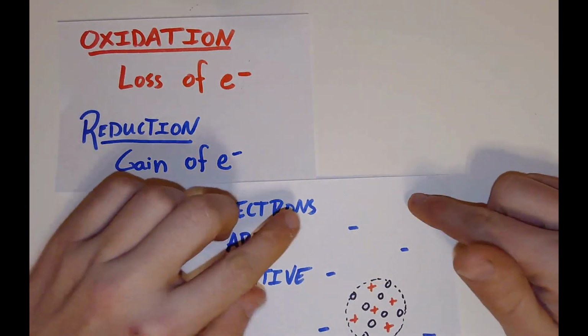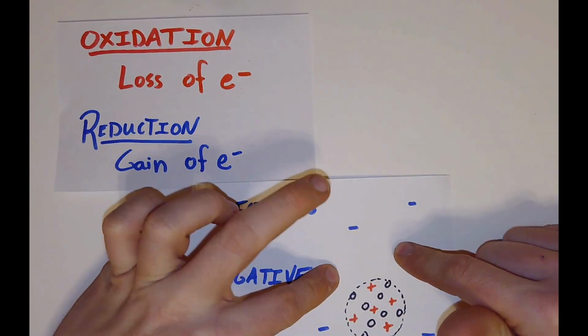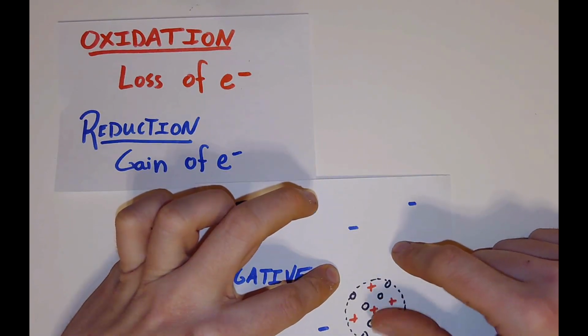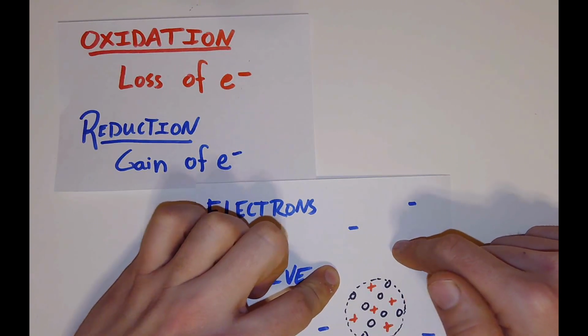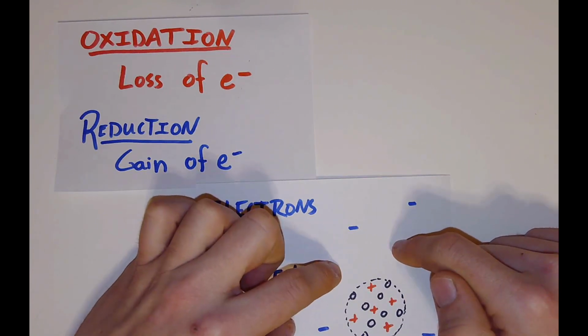In the same way, if I start taking away these electrons, these minus charges, it's going to leave behind a disproportionate number of pluses. That's going to make the overall charge rise. Or in this case, we're going to call that oxidation.